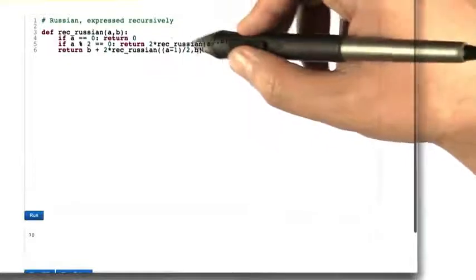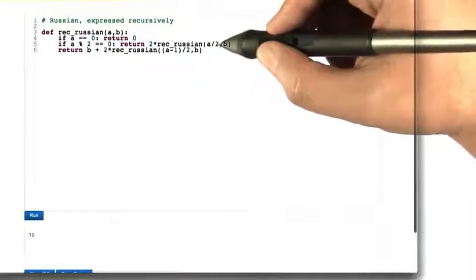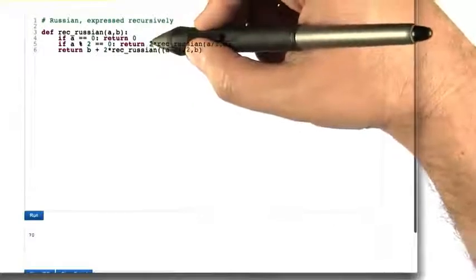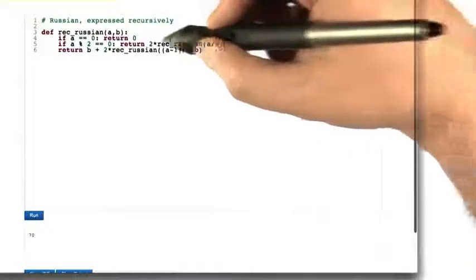So the Russian algorithm is going to go off and do whatever it does and compute a over 2 times b. And once we have the answer to that, we need to multiply that by 2 to get the answer to the original problem. So we can use a solution to this subproblem to solve the big problem.